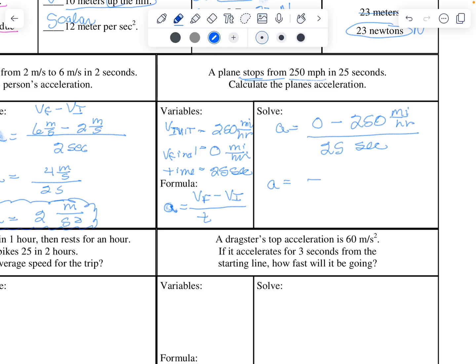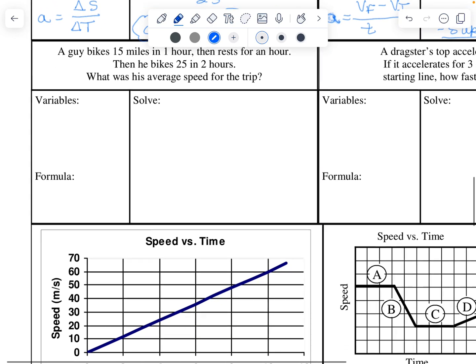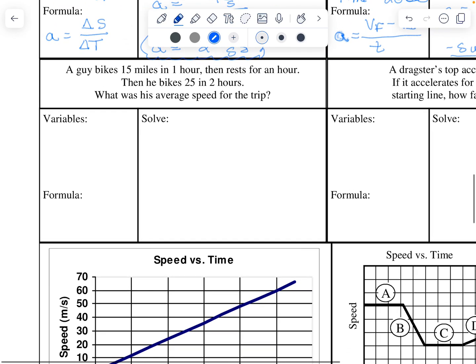This will be negative 10 miles per hour second. See, the hour and the second here is a problem. Both your time units go in the bottom. This is possible, but this one is super weird, super odd. And it's a little beyond what I would normally give you. But you're smart, so I'm not going to worry about it.